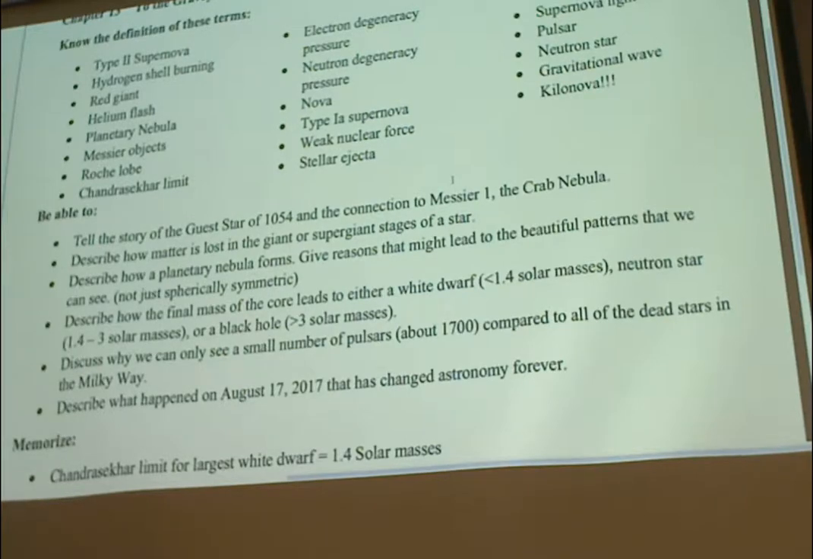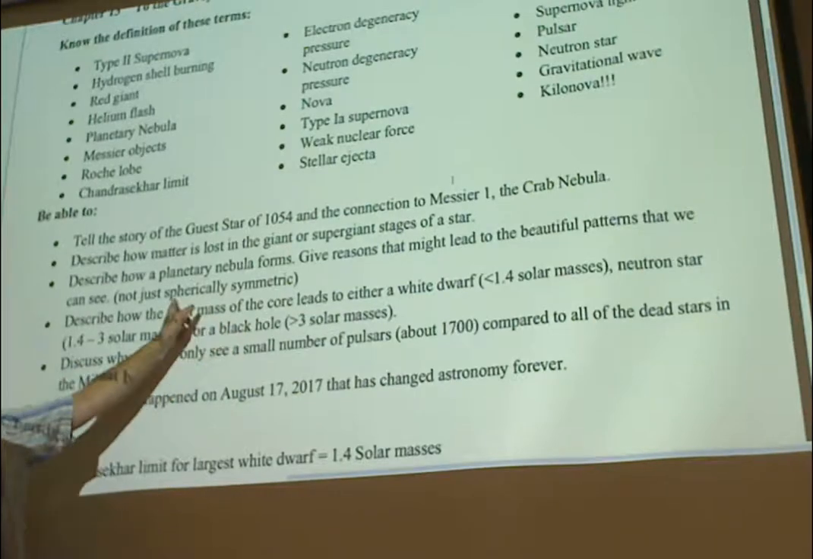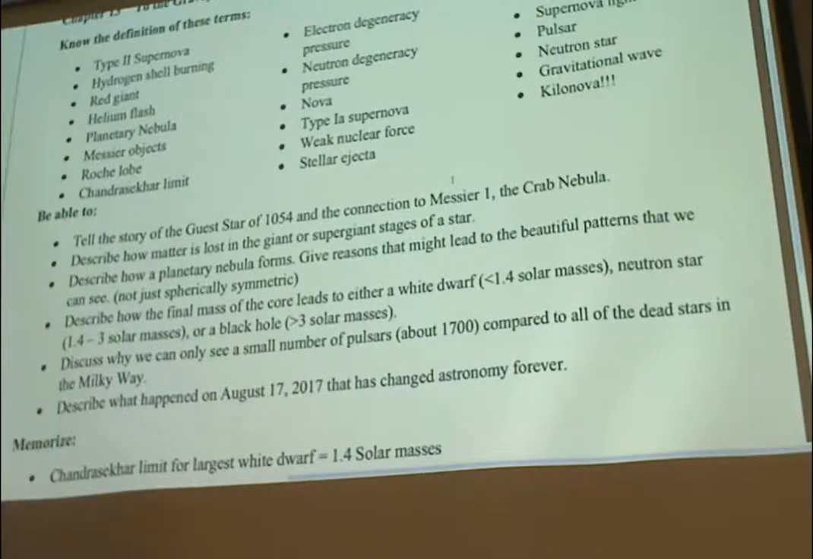So during the red giant or the supergiant stage, the material which is far from the center is going to be blown away by things that are happening in the star. We're not worried too much about this. What are some of the reasons for planetary nebulas? Beautiful patterns, not always symmetric. I gave you a reason. What was it?